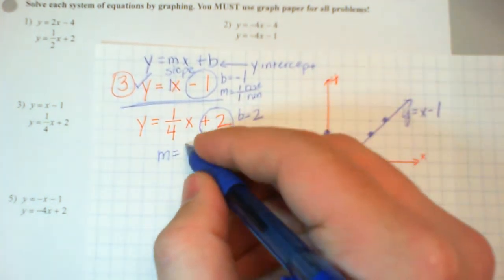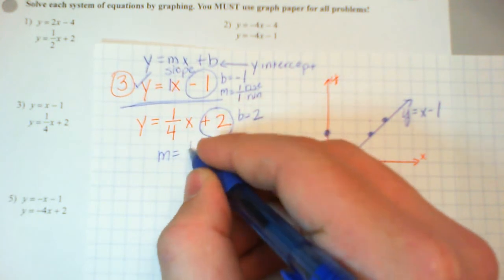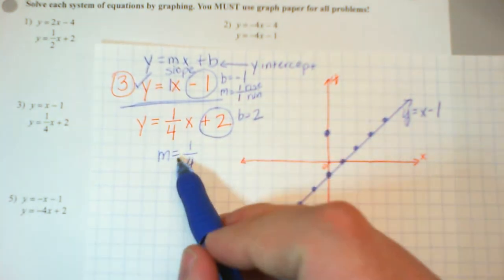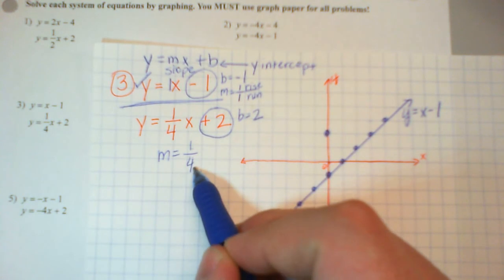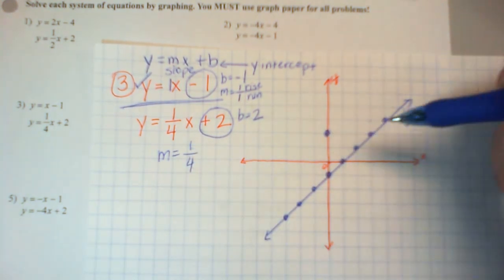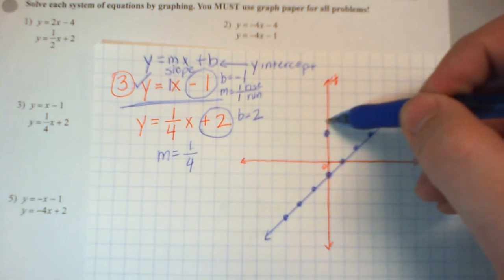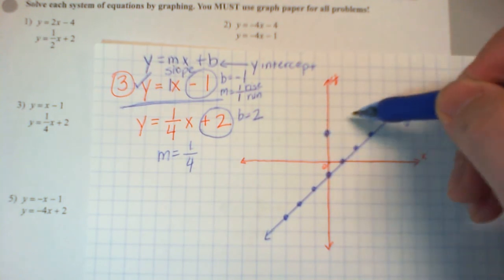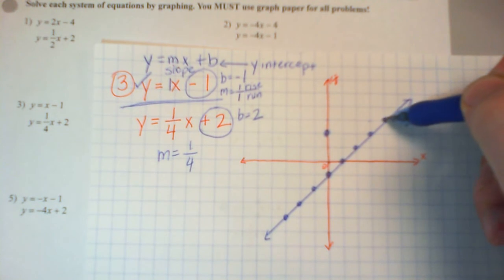My slope is always before the x. It's 1/4. So that means I need to rise 1 and go right 4. So come to the y-intercept, go up 1, and then right 4. 1, 2, 3, 4. And as you see, the lines have a common point.